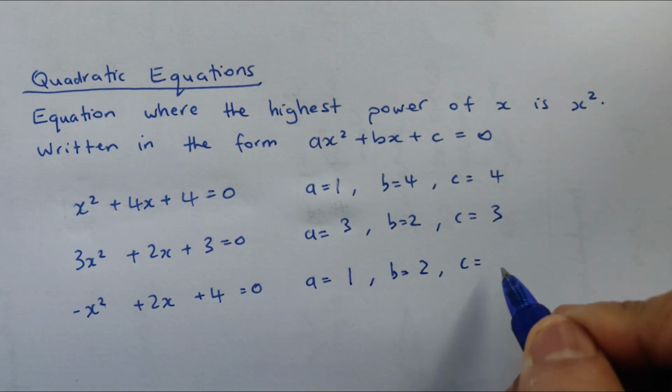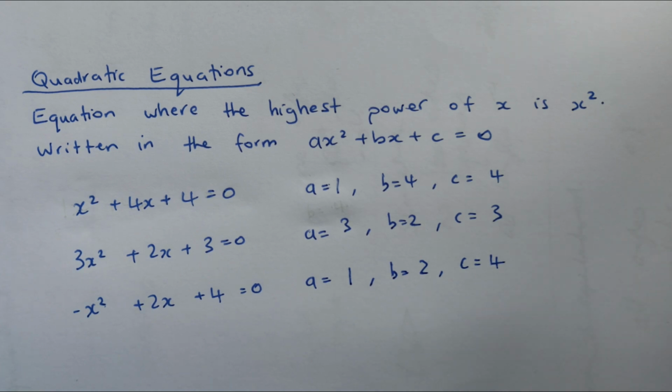So c equals 4. Cool, and that's a wrap of this video. Hope you've learned what the difference is between linear and quadratic equations.